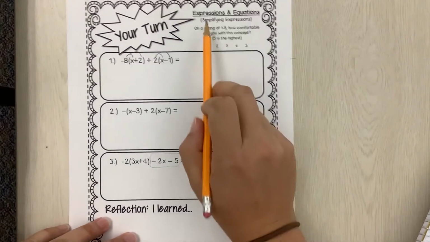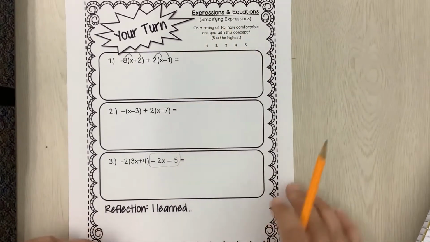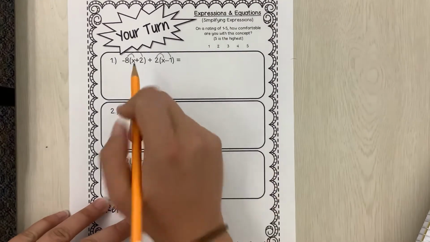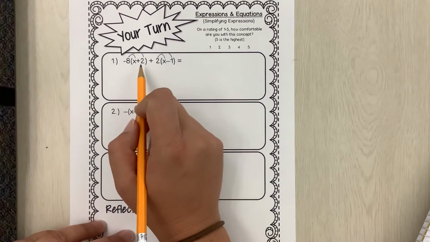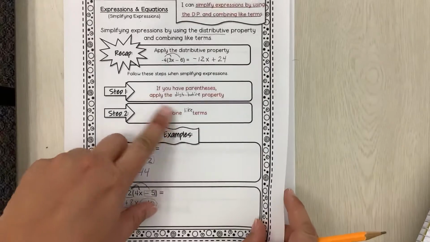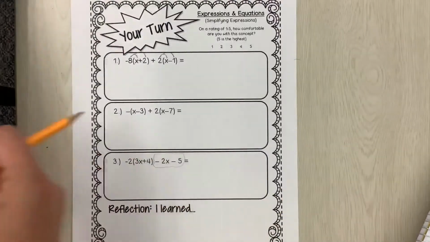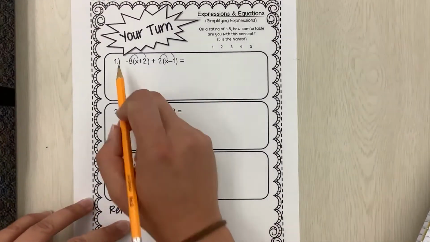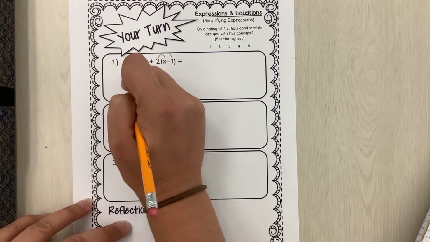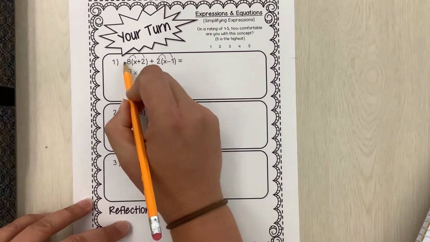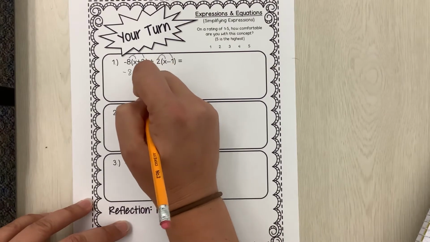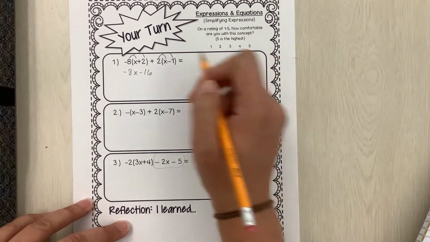Okay, let's go ahead and do our practice for simplifying expressions. So on number 1, you had to do the first step, which is apply the distributive property. So that's the first thing that we have to do. Negative 8 times x is negative 8x, and negative 8 times a positive 2 is negative 16.